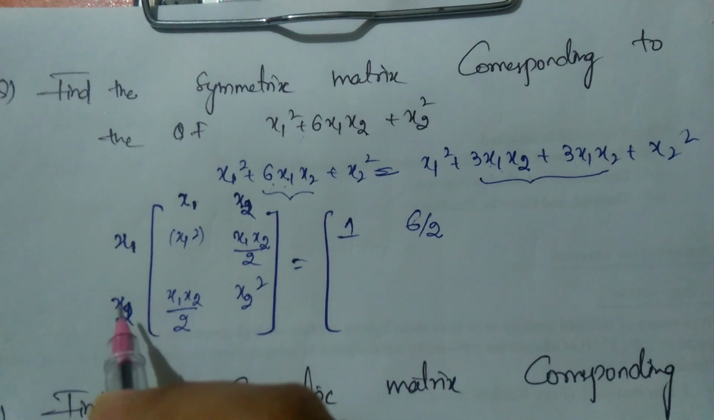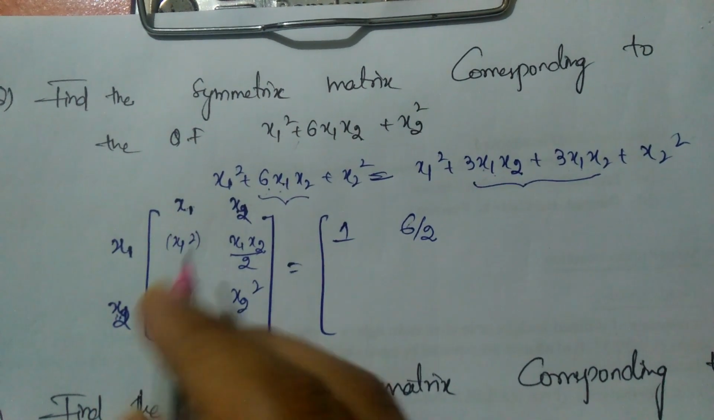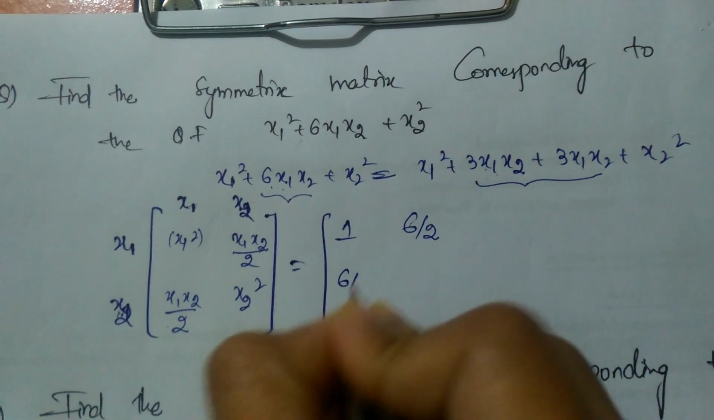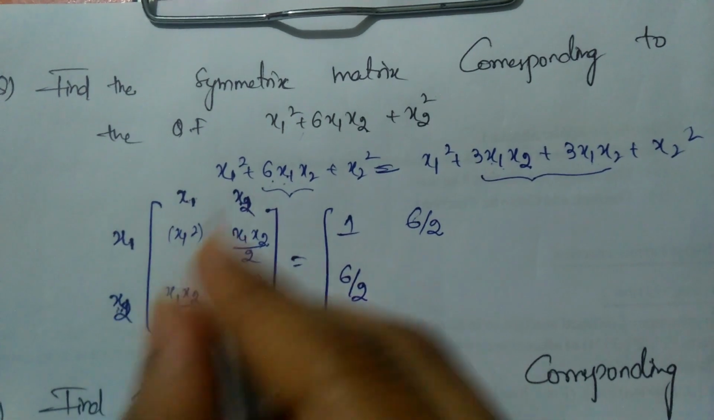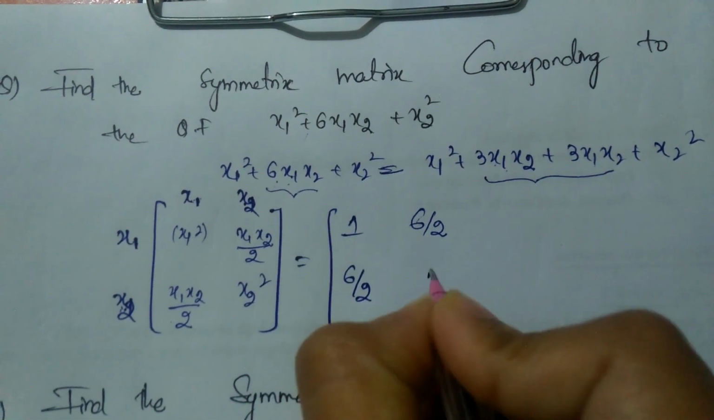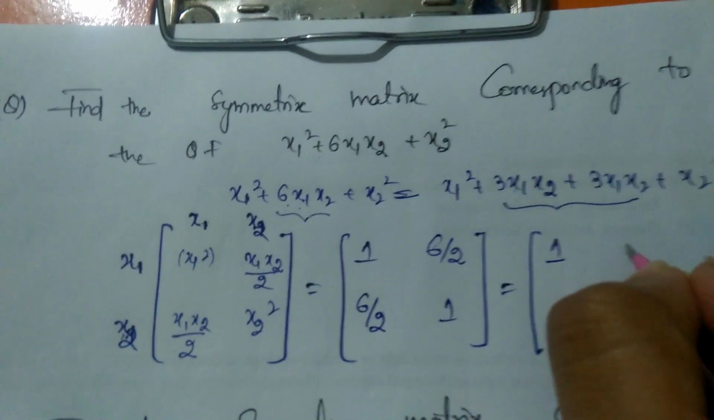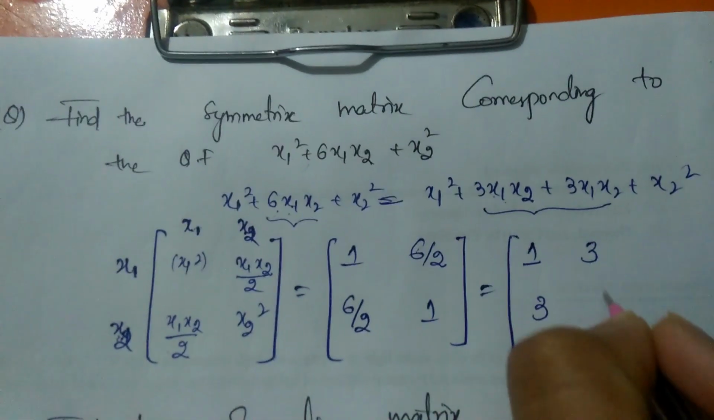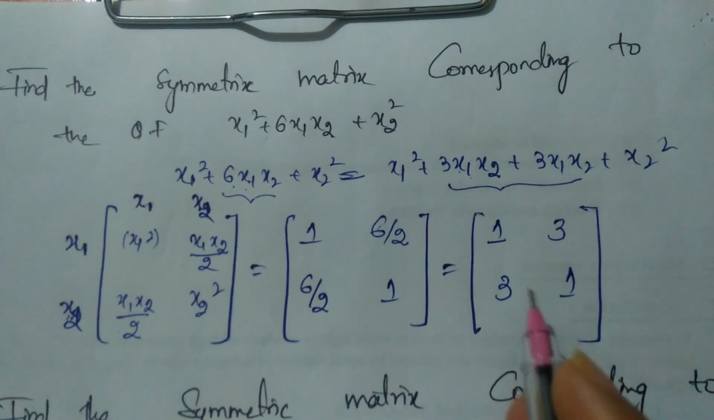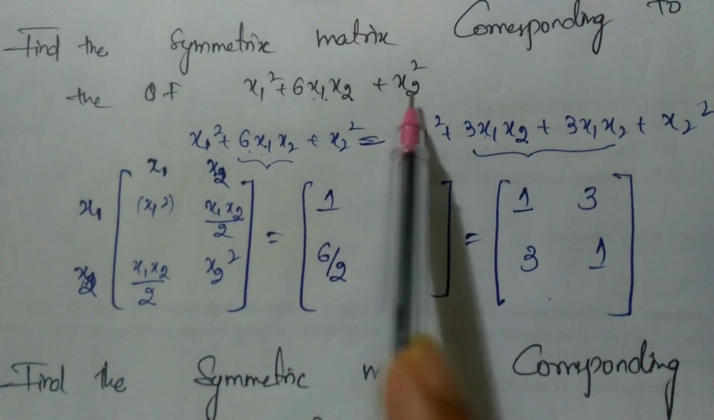And here 3 x1 x2. So x2 into x1 is nothing but x1 x2, divided by 2. The x1 x2 coefficient is 6, divided by 2, and x2 into x2 is x2 square, whose coefficient is 1. So here we get 1, 6 divided by 2 is 3, and here 3, 1. So this is the overall symmetric matrix, the symmetric matrix for the quadratic form x1 square plus 6 x1 x2 plus x2 square.